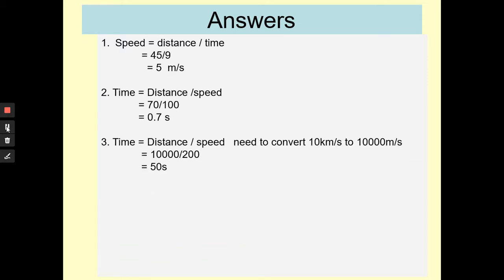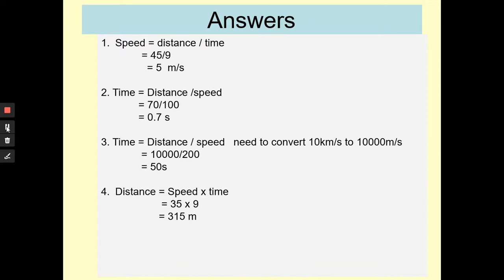Question 3, again, your time needed to be calculated, but you should have spotted that you had 2 different units of length there. The speed was in kilometers per second, whereas the distance was in meters. So the first thing you had to do was convert that speed. So I've converted it to 10,000 meters per second. Then I can put it into the calculation and do 10,000 divided by 200 to give me an answer of 50 seconds.